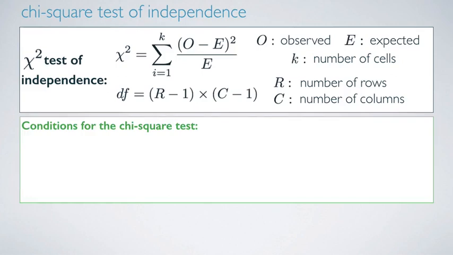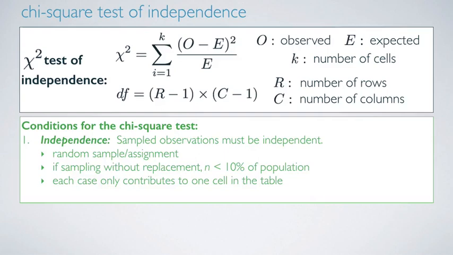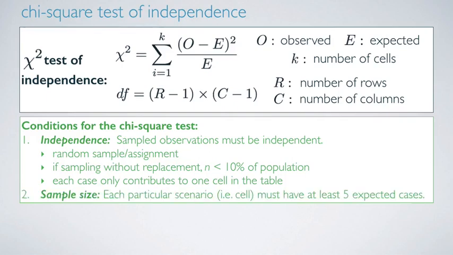The conditions are exactly the same between the chi-square test of independence and the chi-square goodness of fit test. The first condition is independence, where we think about sampled observations having to be independent of each other. Remember that we can ensure this by random sampling or assignment, depending on the type of study we're working with. If sampling is happening without replacement, we want to make sure that our sample size is less than 10% of our population. We also want to make sure that each case only contributes to one cell in the table. The second condition, as usual, is about sample size. We want to make sure that each particular scenario or cell has at least 5 expected counts.